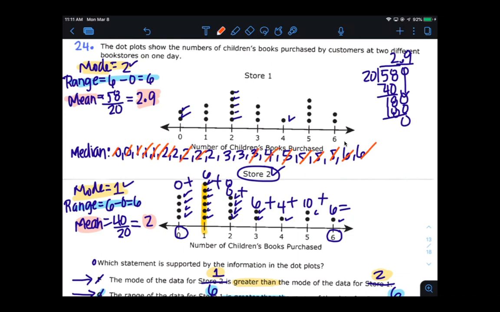And so here, I think I missed one for this one. And then we have 2 and 3. So to find the median, if you have 2 in the middle, you add 2 plus 3 divided by 2. So we have 5 divided by 2. So the median of store 1 is 2.5.